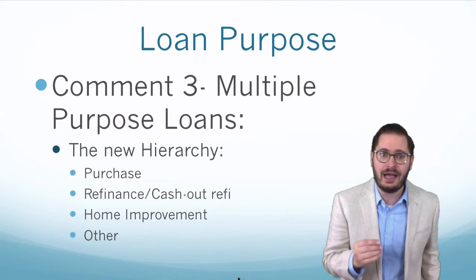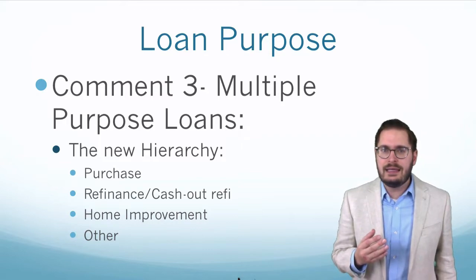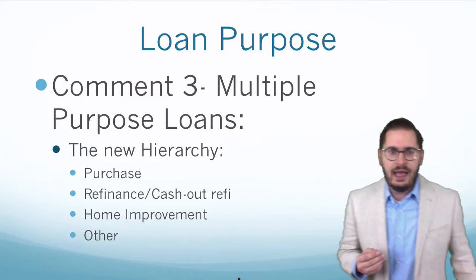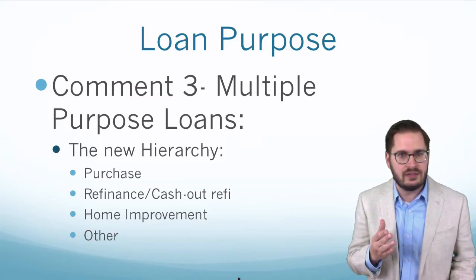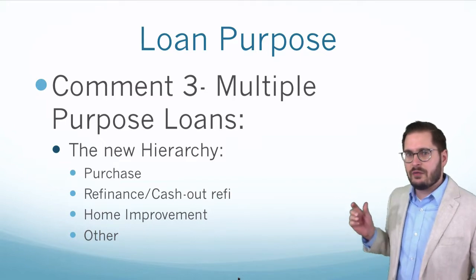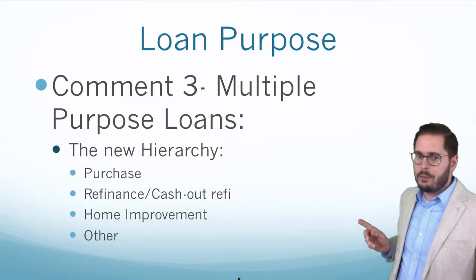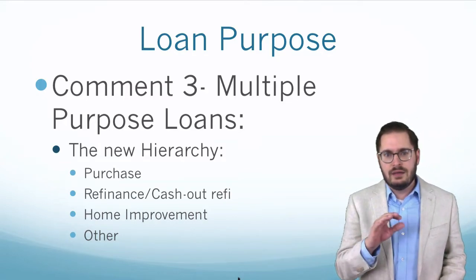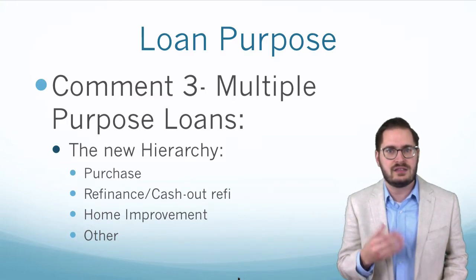But this new HMDA hierarchy is actually explained pretty well in the CFPB Small Entity Compliance Guide. And you will see that really there's 4 categories here. I think it's important to point this out. You've got a purchase, a refi or a cash-out refi as my second bullet point, a home improvement loan, and then other as the last point. Now, the question I get a lot of times is, why is refinance and cash-out refinance considered the same?